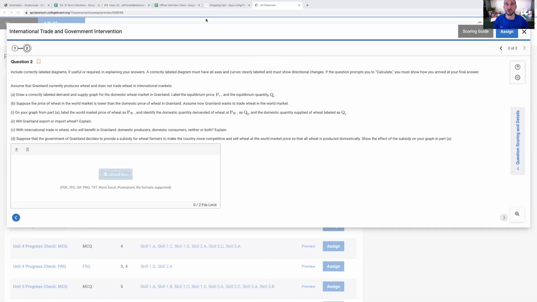That's it for Unit 2. Units 3 and 4 will be next. That's going to be the product market, and that's definitely the bulk of microeconomics.